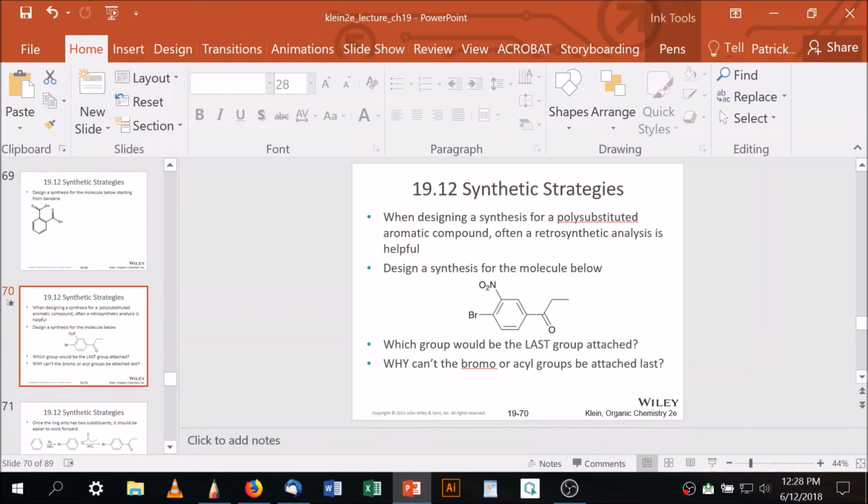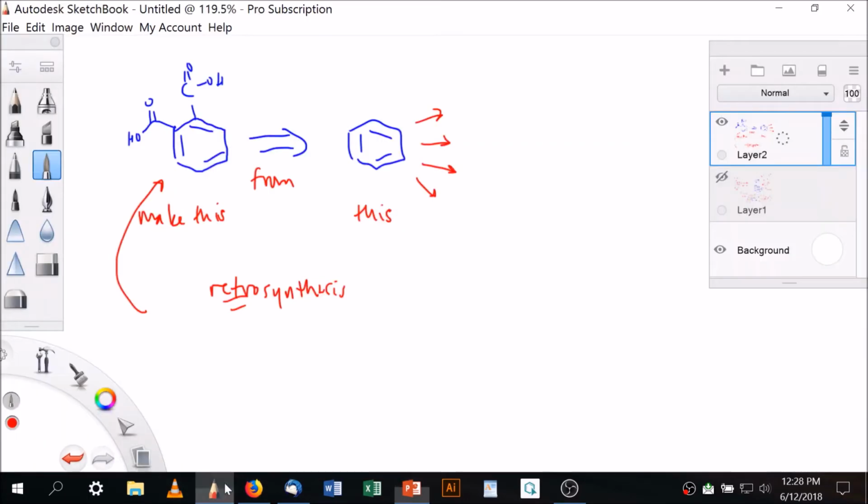All right, so look at this now. When designing a synthesis, okay, so design a synthesis for this thing right here. Let me go back to my whiteboard now. I think I can do this. Okay, so it looks like it's an acyl group. It's a three carbon acyl group here, and a bromo across from it, a nitro next to it. Okay, I think I can remember that.